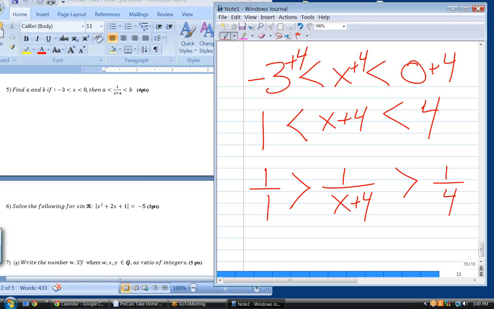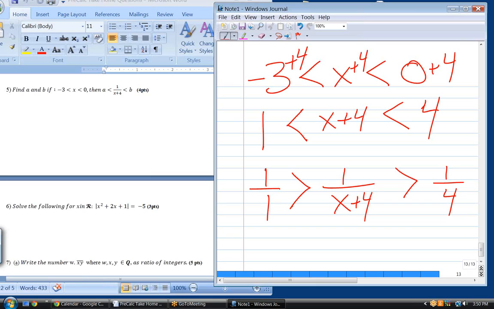Now, it's a good idea on this one. You don't come into reciprocals very often with inequalities. So I actually had to test a number. But let's test a number. Okay.